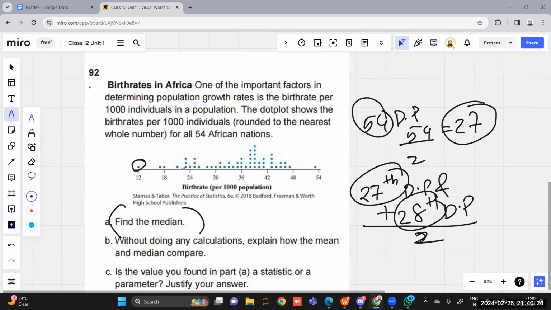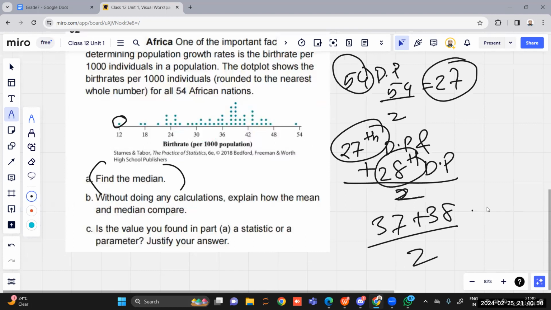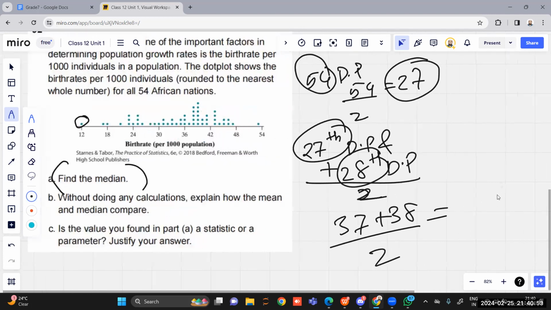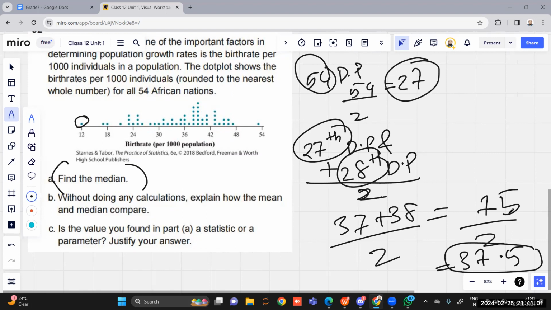1, 2, 3, 4, 5, 6, 7, 8, 9, 10, 11, 12, 13, 14, 15, 16, 17, 18, 19, 20, 21, 22, 23, 24, 25, 26, 27. Okay, 27 is 37 and 28 is 38. So it will be 37 plus 38 upon 2, which is 37.5. Good, you were near about correct.